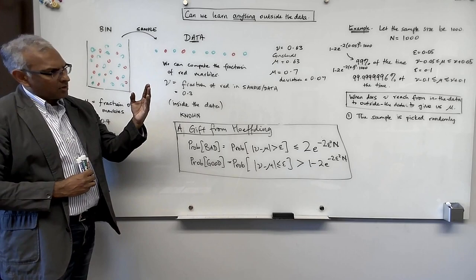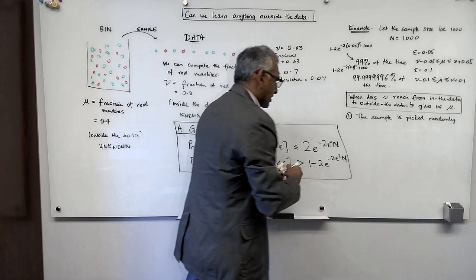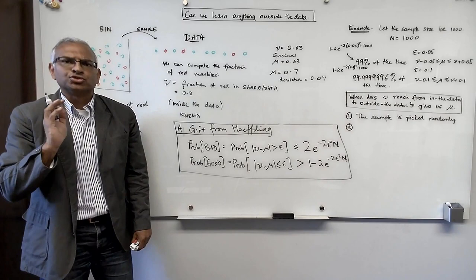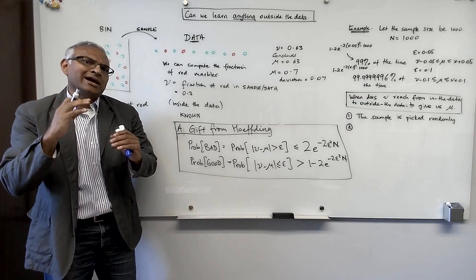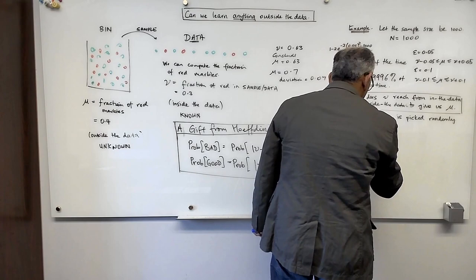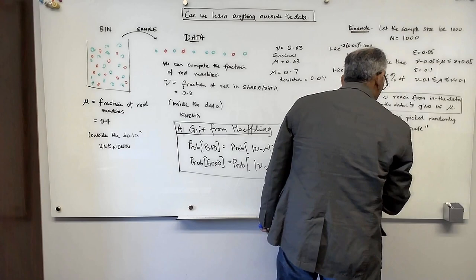The second thing is that we gave up the notion of for sure. It's always possible that nu is wrong. But we're in this world of high probability. We gave up for sure. So we're in a world of high probability.